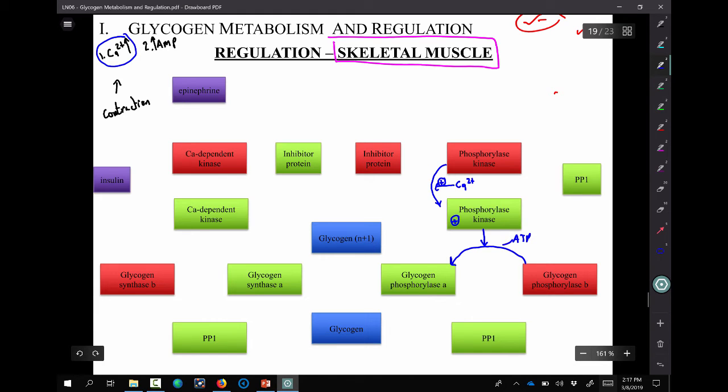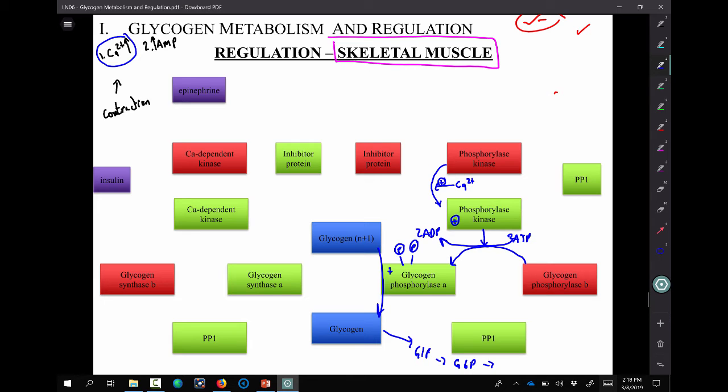Now, this will use ATP to do this. So glycogen phosphorylase kinase is going to phosphorylate this. It's going to put two phosphates on it. That will activate it, and then of course that's going to break down glycogen, which will release glucose 1-phosphate, which will then be converted to glucose 6-phosphate, which will then be used in the glycolytic pathway. On it goes.